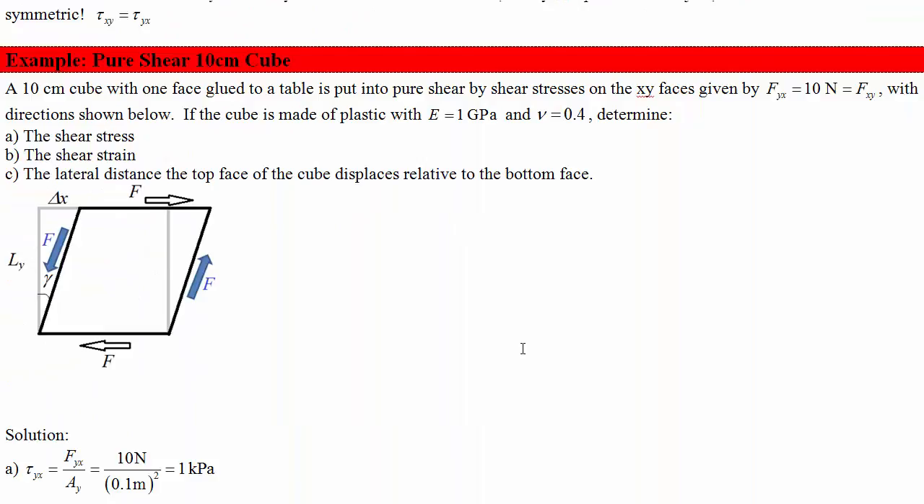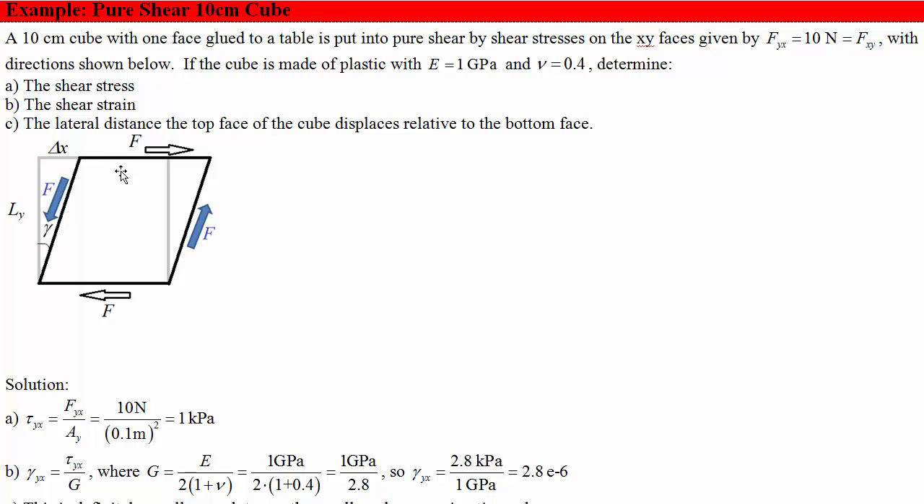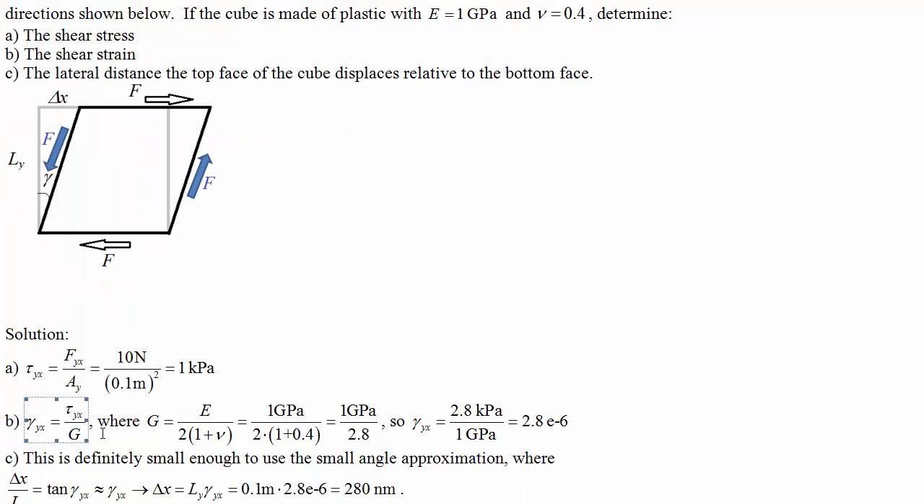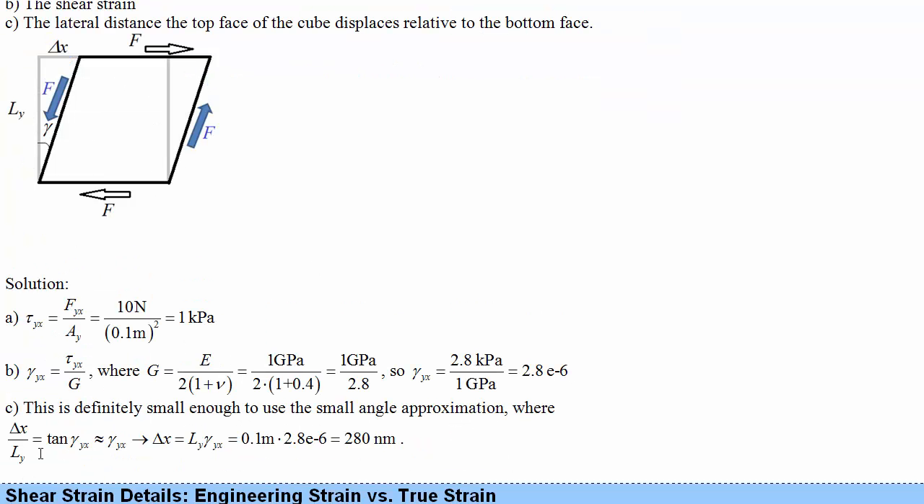Okay, so the stress is just the force divided by the area. Since the force is parallel to the surface, it's a shear force and then a shear stress. So we get 1 kilopascal. And the strain is just the stress divided by the shear modulus. The shear modulus is a gigapascal over 2.8. So the shear strain is 2.8 E minus 6, and that's in radians. This is pretty small, so we can use the small angle approximation, which tells us that delta x is just Ly times the shear strain. So in this case, 280 nanometers.